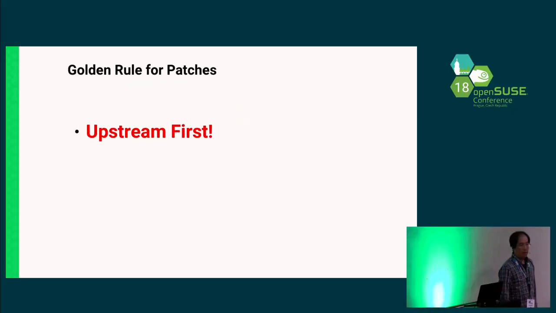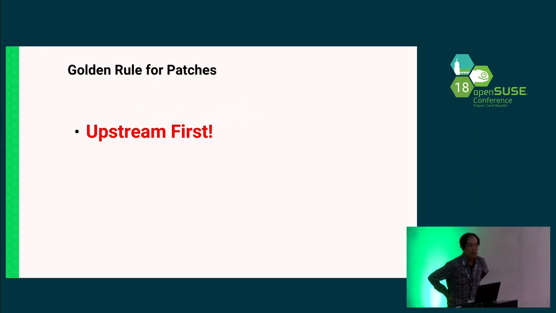And one thing I would like to emphasize in the case of kernel maintenance is we have a golden rule for patches, upstream first. What this means is that we want each patch included in a kernel package to be reviewed, at least reviewed, or taken from the upstream tree. And sometimes we get requests, please put this downstream wild patch into our SUSE kernel package. But in most cases, the answer is, sorry, no, you cannot do it that way.